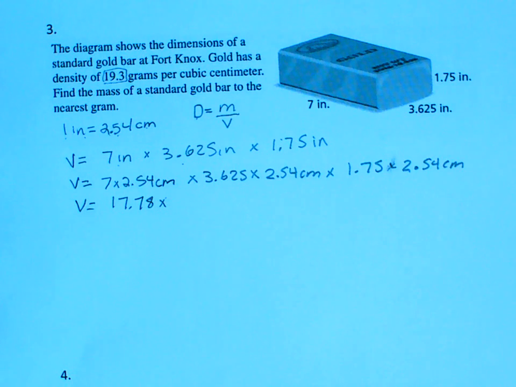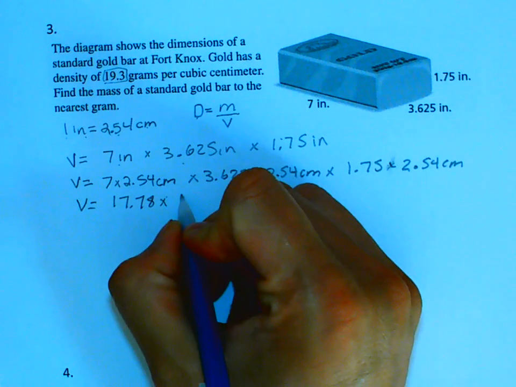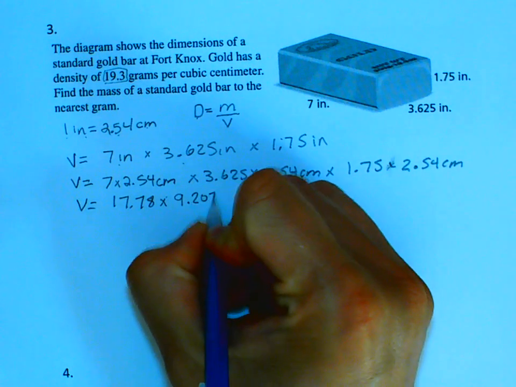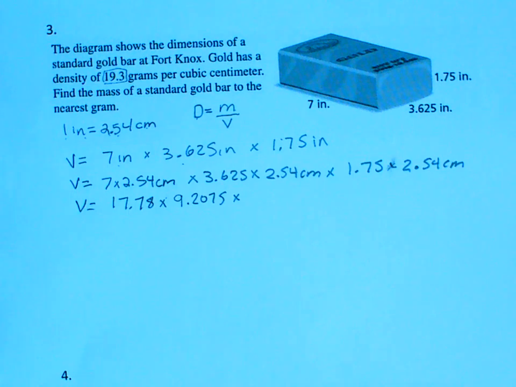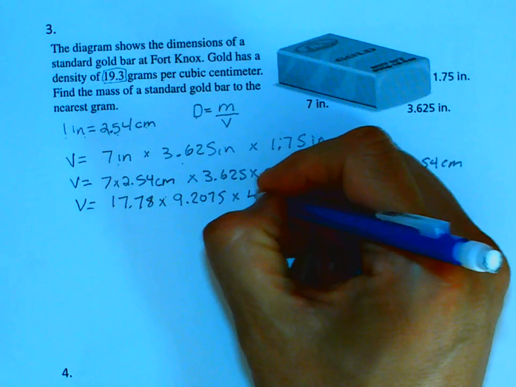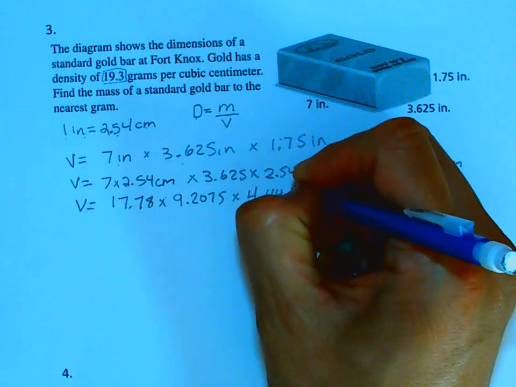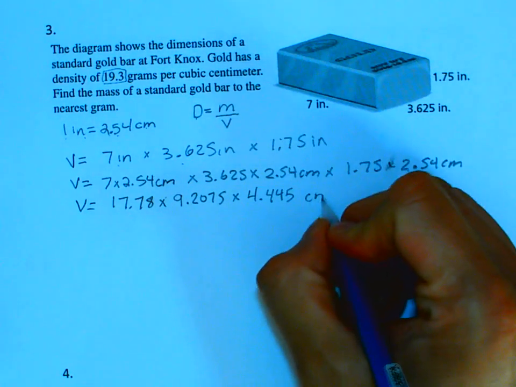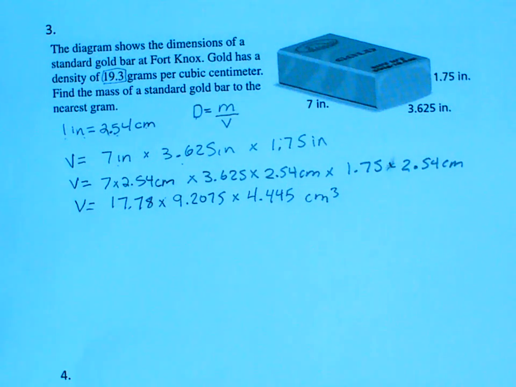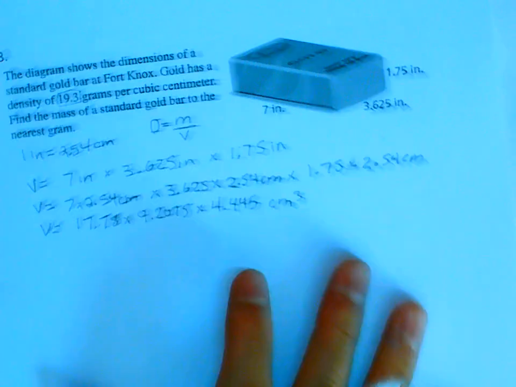Okay, 3.625 times 2.54 and 1.75 times 2.54, and this is going to be centimeters cubed. So now what I need to do is multiply all 3 of these values.